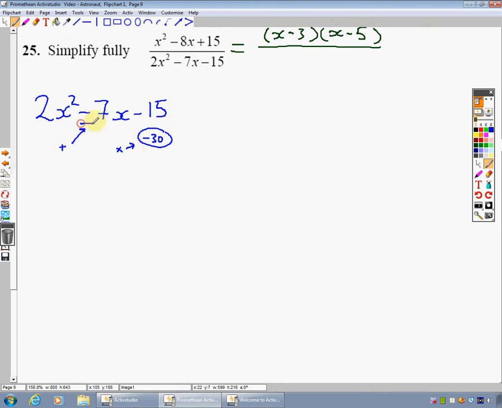Okay, welcome back. I hope you managed that. That would be fantastic if you did. I'm just going to put my 2x squared and my minus 15 down here. Now, two numbers that multiply to make minus 30 and add to make minus 7.